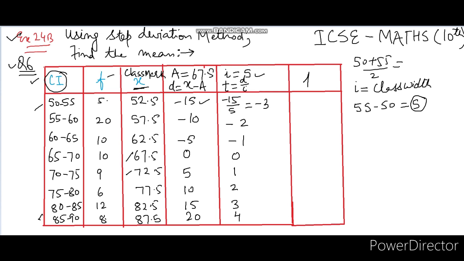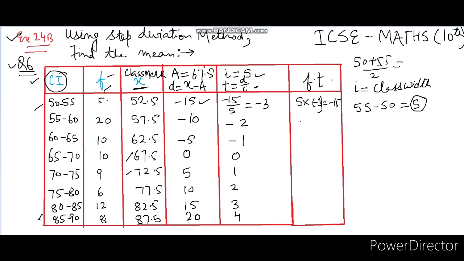Last, and the very much interesting step, is the multiplication of the frequency with our second last column, f dot t. The first f is 5 and the first t is minus 3, so our answer would be minus 15.